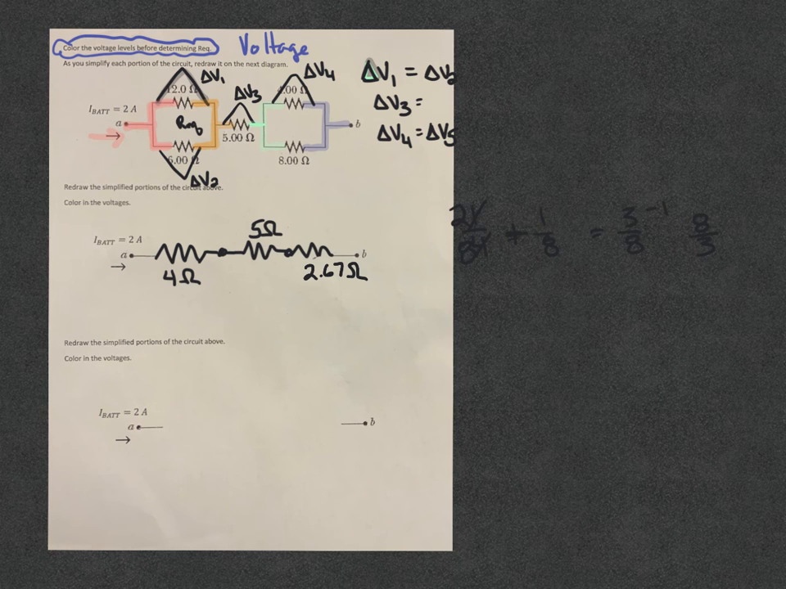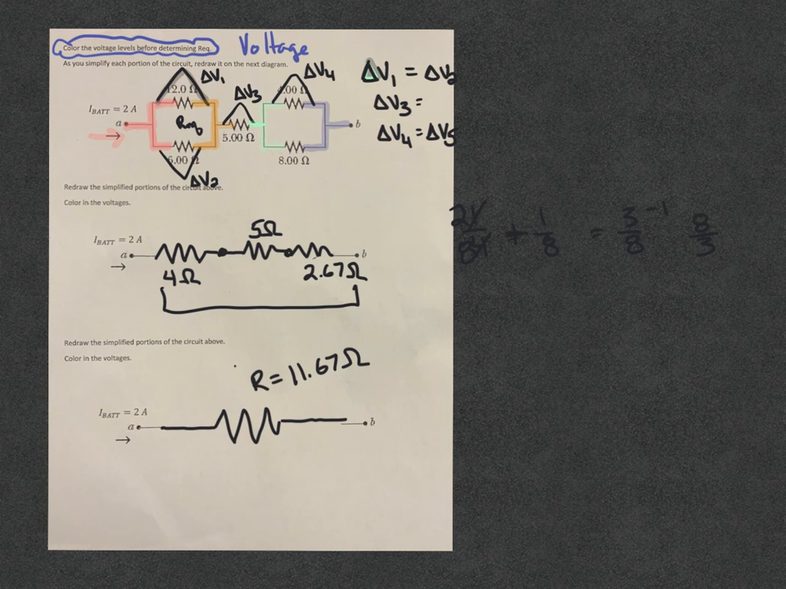So we now have simplified a parallel with a 5 in the middle and a 2.67 at the end. And now we can just go to the last step. Can I find the equivalent resistance of all three of those? If I wanted to say what's equivalent to a 4, a 5, and a 2.67, I just need to add them. And I'm going to find that my resistance is 11.67 ohms.